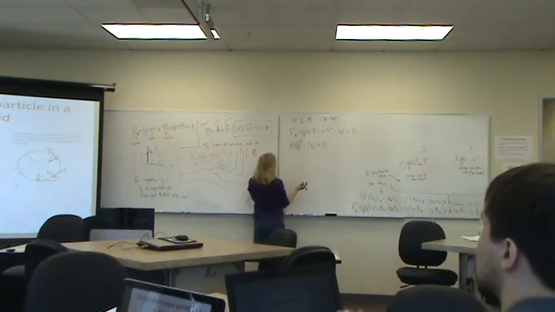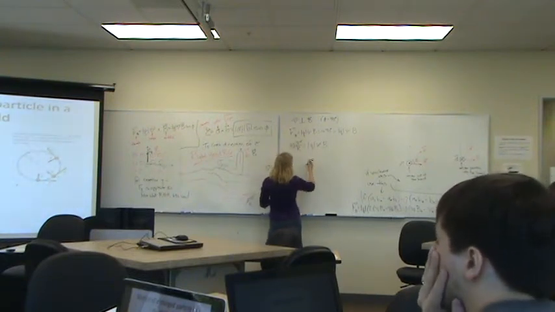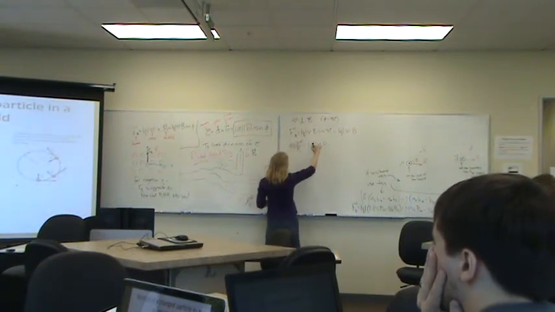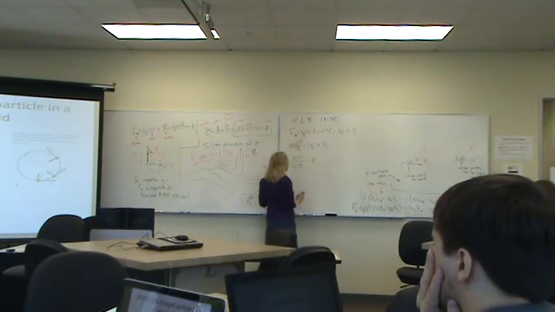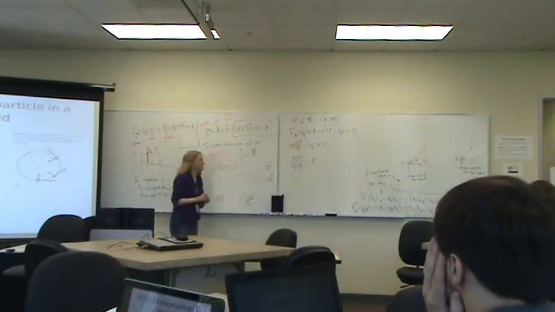And if we wanted to solve, let's say, for the radius of rotation, you can move that to the other side, divide by these terms, and you'd have mv over qB equals the radius of rotation.